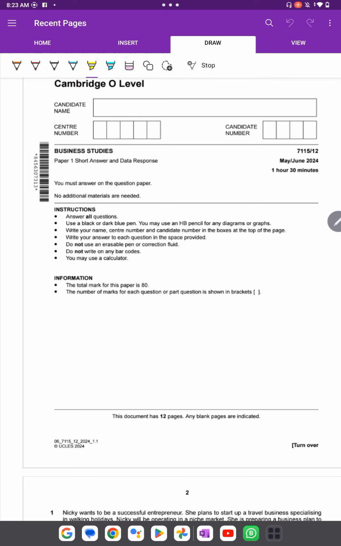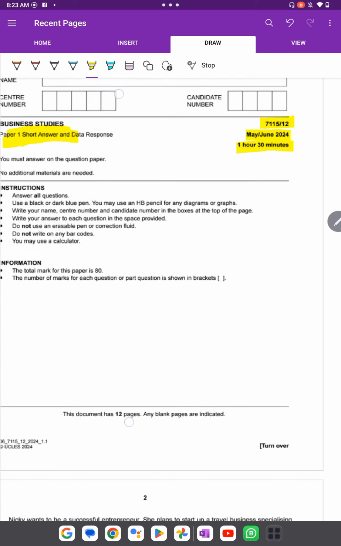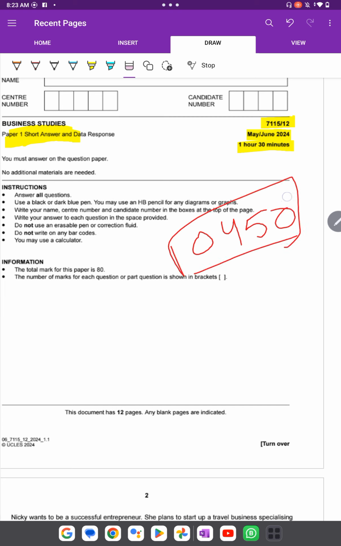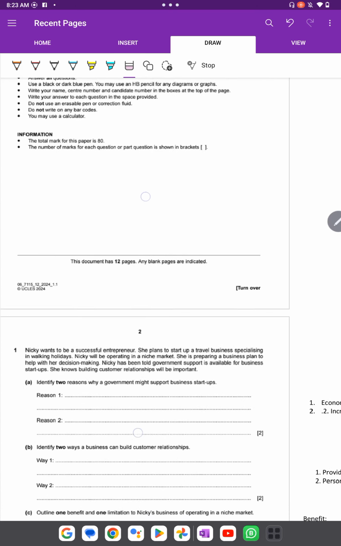Students, so we have now this new paper. This is again paper one for O level students, IGCSE students. This is the May June 2024 paper. We have 1 hour 30 minutes to solve this, and the code is 711512 and 0450 code for the business students, for the IGCSE students. Okay, so here we go. We have the first question.